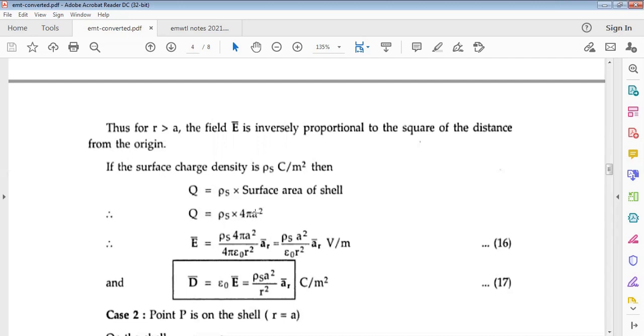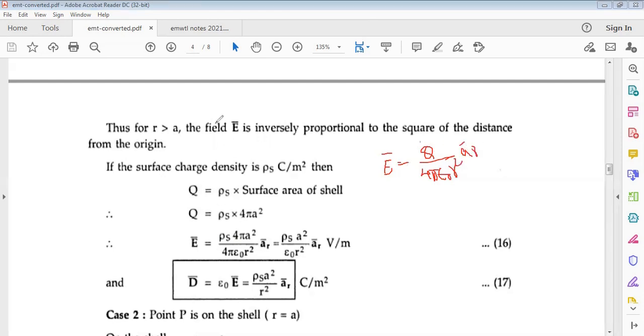Q is equal to ρ_S 4π a². You can substitute in Ē is equal to Q by 4π ε₀ r² into r̄. That Q is equal to ρ_S 4π a², the 4π gets cancelled. This is the formula for the point charge electric field intensity: Q by 4π ε₀ r² into r̄.